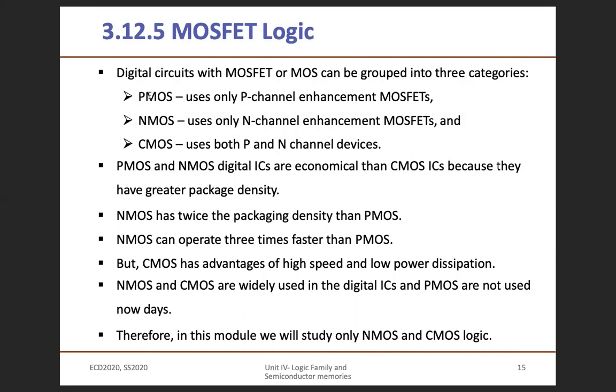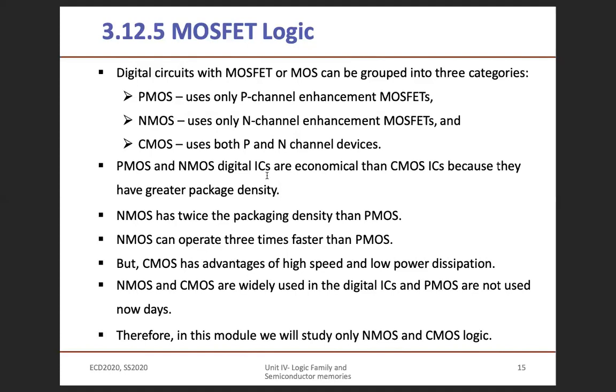The full form of PMOS is P-channel metal oxide semiconductor, NMOS is N-channel metal oxide semiconductor, and CMOS, as I said already, is complementary metal oxide semiconductor, where CMOS will use both P and N. In case of CMOS, it will use both the channels, P and N.